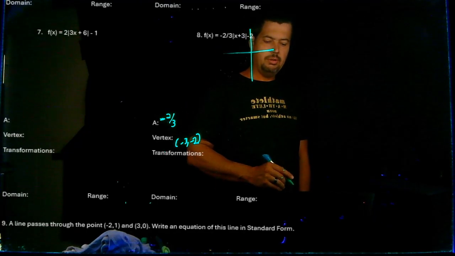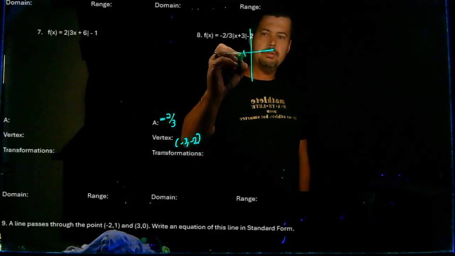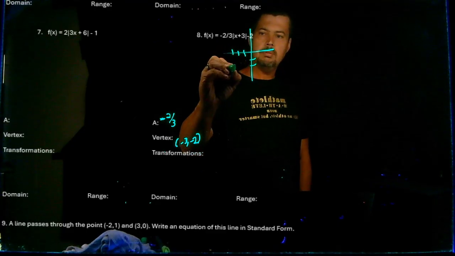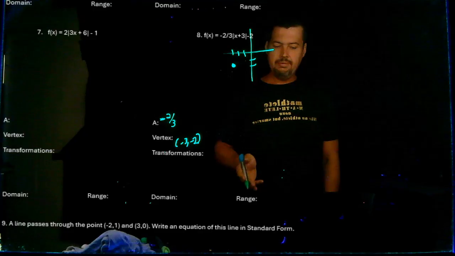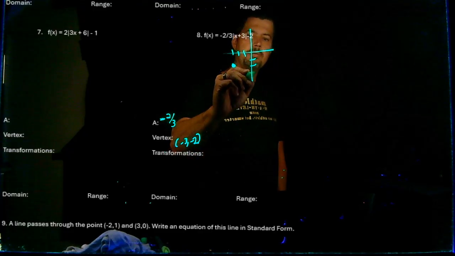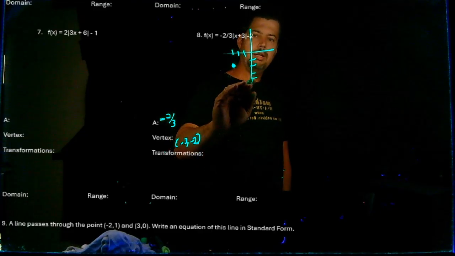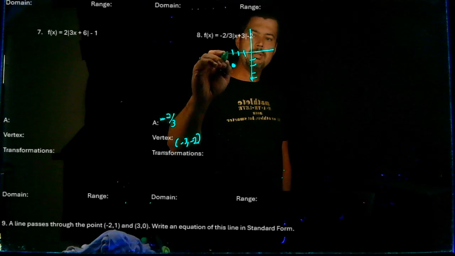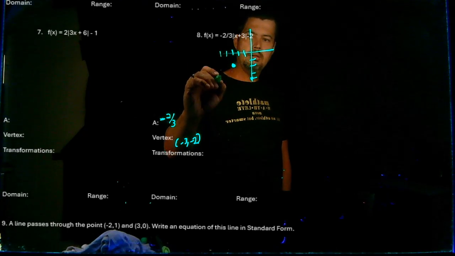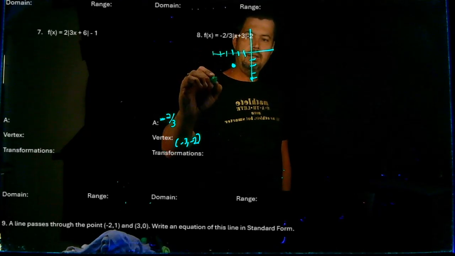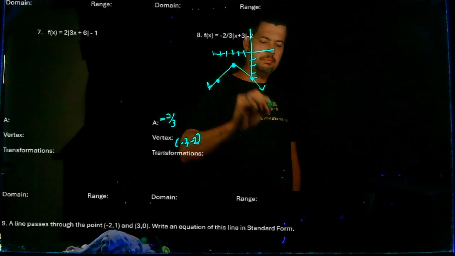So we're going to go left 3 and fall 2. Put me about right there. My A value is negative 2/3. I'm going to have to fall 2 and run 3. But I've got to go both ways, because what am I drawing? A V. That's right. Looks a little something like that.